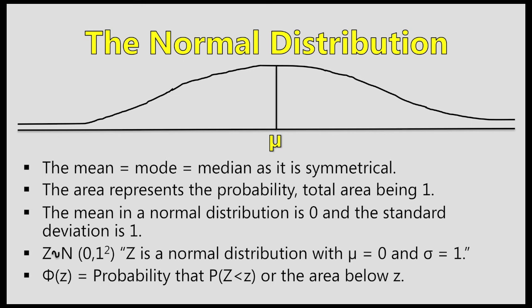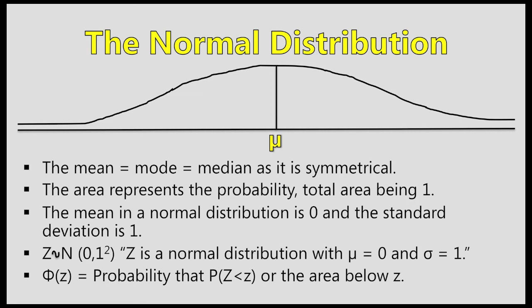The normal distribution, the last thing that you need to know. The mean equals the mode, which equals the median, as it is symmetrical. The area represents the probability, and the total area is 1. The mean of the standard normal distribution is 0, and the standard deviation is 1. The notation Z tilde N(0, 1 squared) is just saying Z is a normal distribution with a mean of 0 and a standard deviation of 1. If it isn't squared, then make sure you square root it if you're trying to find the standard deviation.